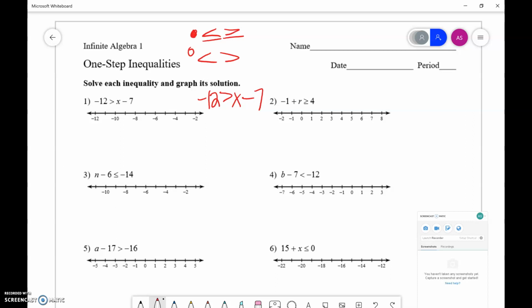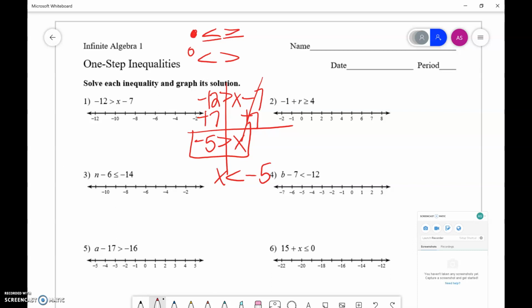So this is negative 12 is greater than x minus 7. We're going to start off by adding 7 to both sides. Of course, you can still draw that line if you feel like you need it. That's going to cancel out, so here I'm left with negative 5 is greater than x, which is my answer. Now, if it feels better, you may want to switch it around and write x is less than negative 5.